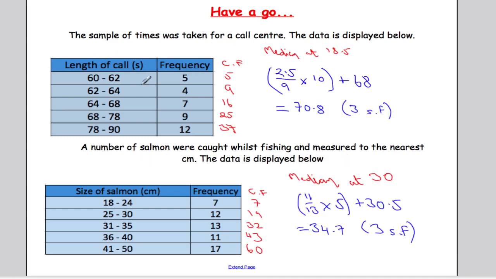So here was the first question. The median we worked out was at person number 18.5 because the grand total was 37, and 37 divided by 2 is 18.5. So if you notice here we had 16, which means I need 2.5 more. So I need 2.5 out of the 9 multiplied by the class width, which is 10. Yeah, 78 take away 68 is 10. And then I'm going to add on the lower bound. That gave us 70.8.